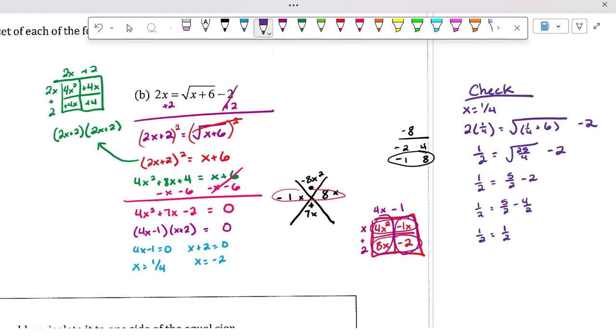So does x equal 1/4 work? Yes, we get the same thing. So that solution works.